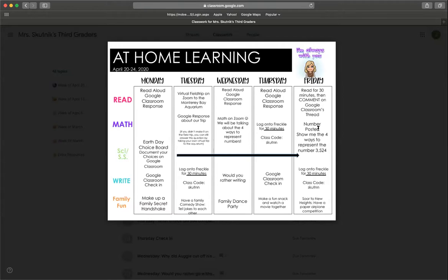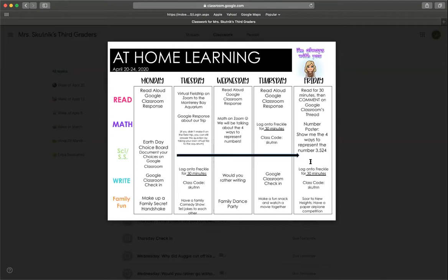In math, they're making a number poster today. I'll go over what this will look like in just a moment. And they're going to be making this poster for the number 3,552. We will also be working a little bit on this on Zoom today, so if they made it to Zoom, they should be okay. If not, I'm going to show you a little bit more about how they're supposed to set everything up.